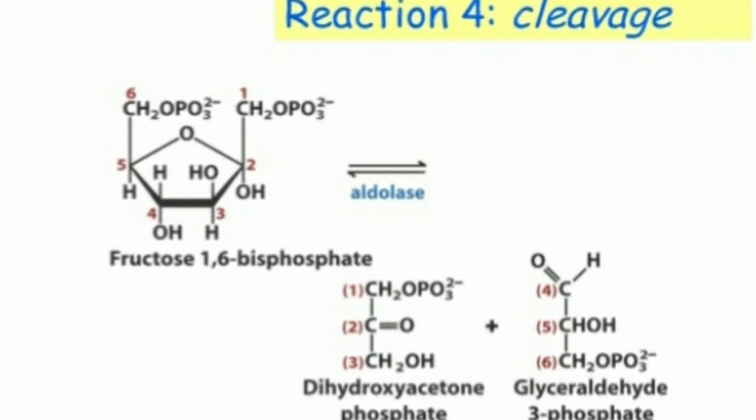Fructose 1,6 bisphosphate with the help of an enzyme aldolase is converted into two molecules, children, that is dihydroxyacetone phosphate and glyceraldehyde 3 phosphate. But only glyceraldehyde 3 phosphate will directly participate in the subsequent reactions.